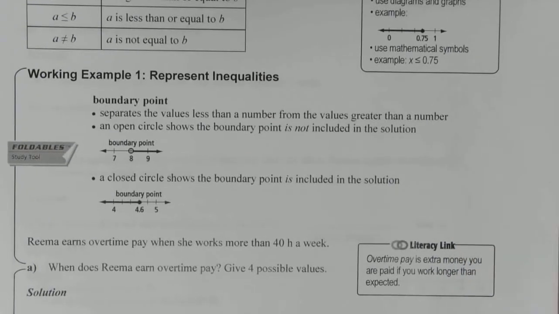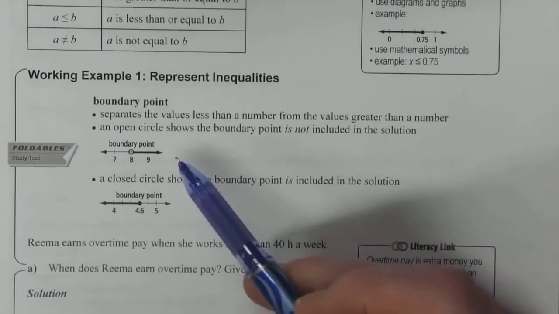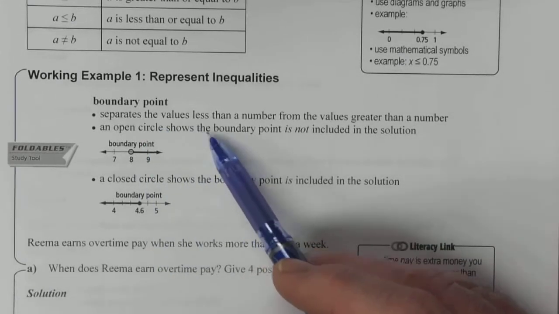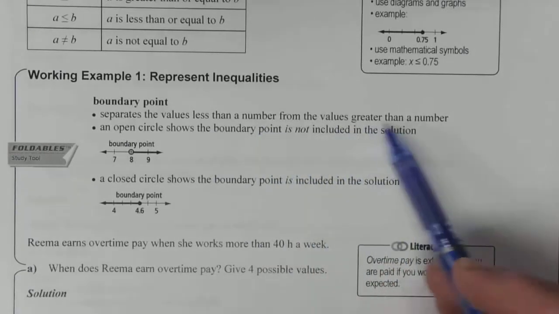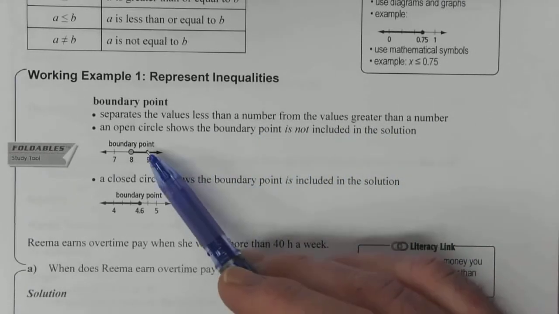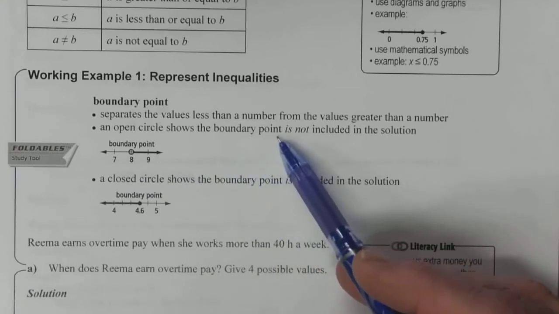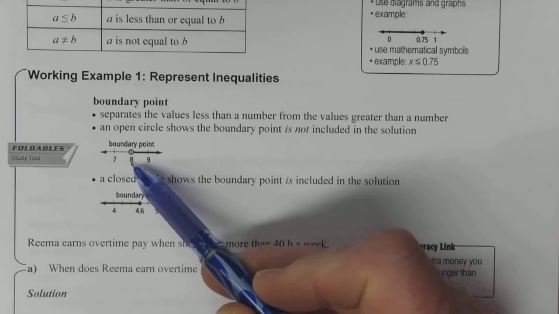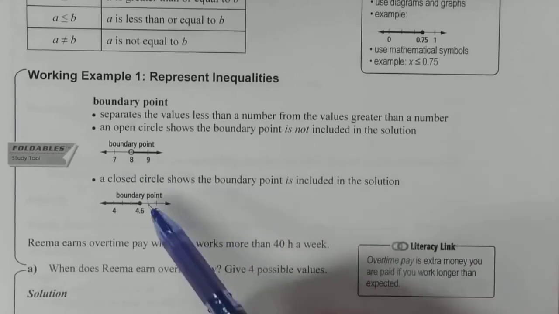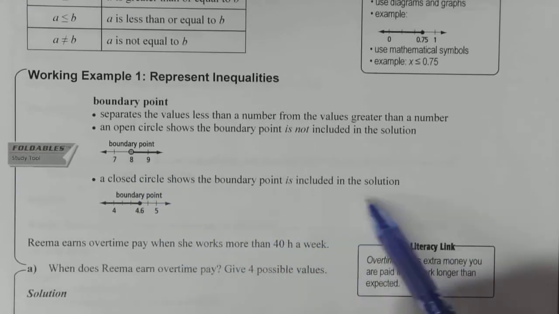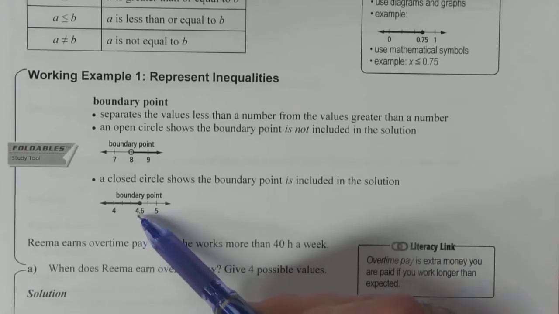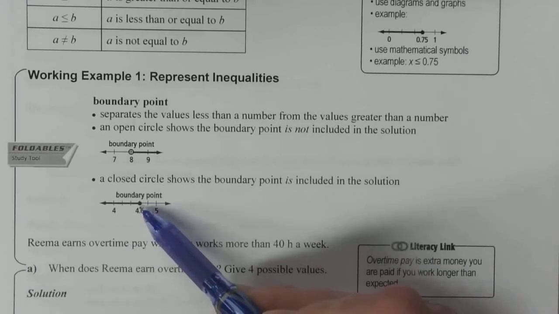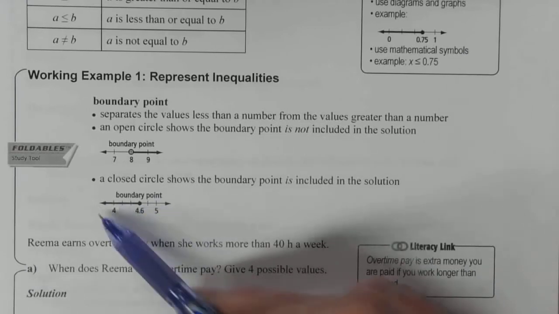Now, working example number 1 for representing inequalities. A boundary point, and this is what I was just talking about, separates the values less than a number from the values greater than a number. An open circle shows the boundary point is not included in your solution. So in this case, this would be greater than 8. And a closed circle shows the boundary is included in the solution. So it's not just less than 4.6, it's equal to or less than 4.6.